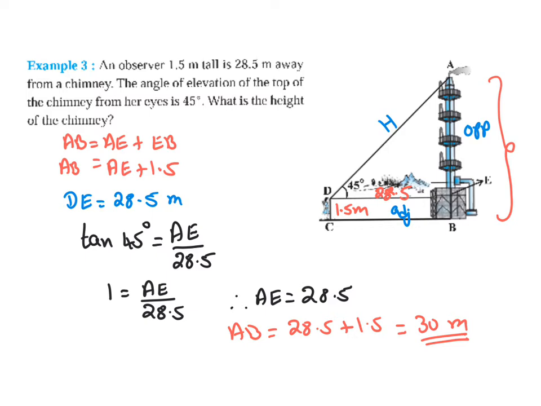So don't make the mistake of saying that the height of the chimney is 28.5. No, we need to take into consideration the 1.5 meter also. So the height of the chimney is 30 meters. Great going. Very simple application problems using trigonometric ratios. You see how trigonometry is used in finding the heights of objects without actually measuring them. Let's try another one.